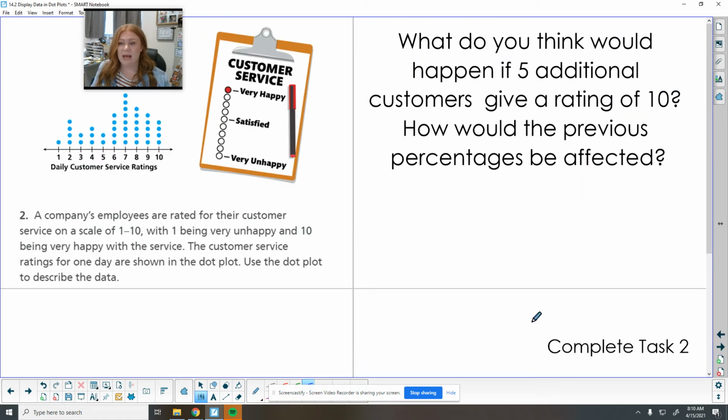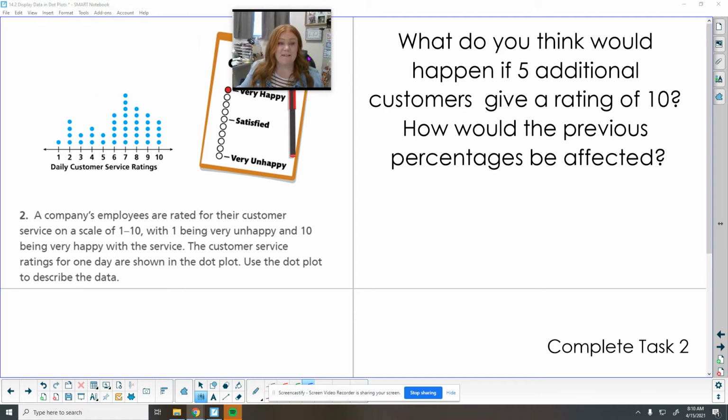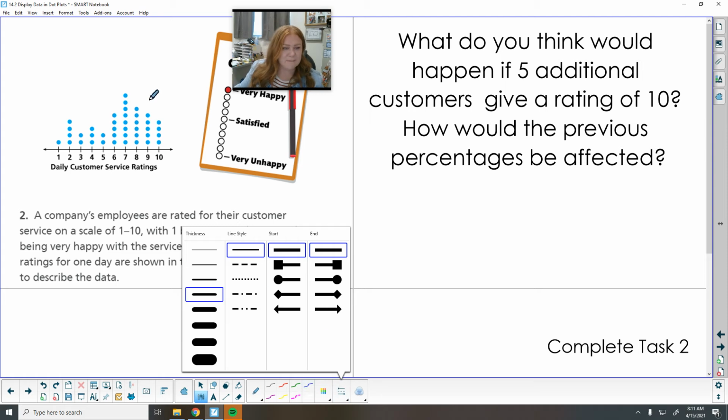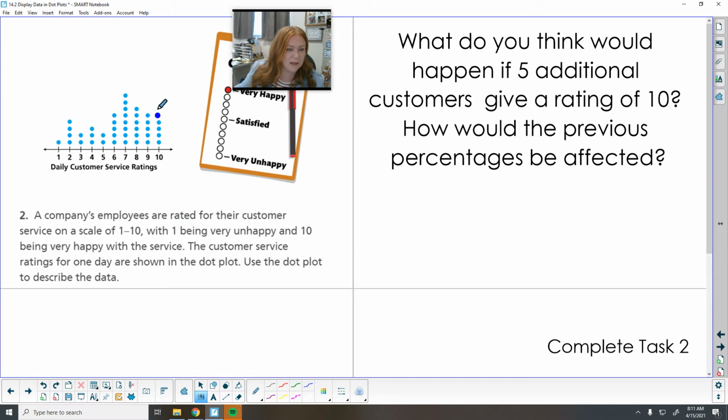So what do you think would happen to the information if 5 more customers, 1, 2, trying to line these up and I'm not doing a very good job. I'm going to make my pen a tiny bit bigger here. So we've got this one here. So we're adding on, I'm trying to line them up. 1, 2, 3, 4, 5. Okay, kind of did it. So what do you think would happen if we added on 5 more customers with a rating of 10?